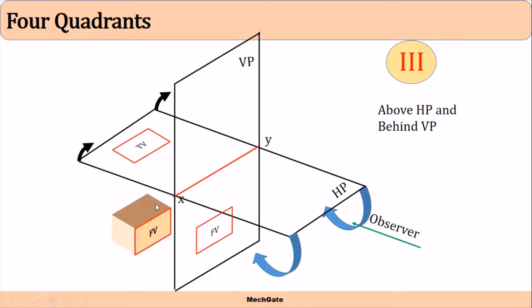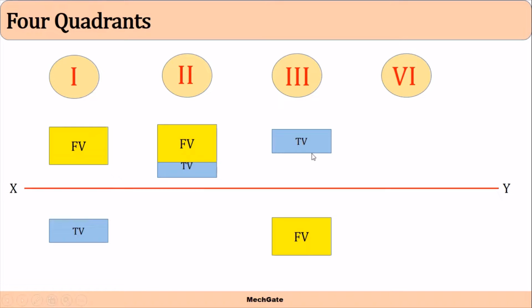Next is the third quadrant. When the object is kept in the third quadrant, the observer is observing from this side. Again the front view will be projected over here and the top view will be projected on the horizontal plane. Again rotate the horizontal plane in such a way that the third quadrant will open up. So the top view will be above the reference line XY while the front view will be below the reference line XY. If you observe clearly, it is completely reverse of the first quadrant, right? Here the front view is below the reference line XY and the top view is above the reference line XY. So this is the third quadrant.